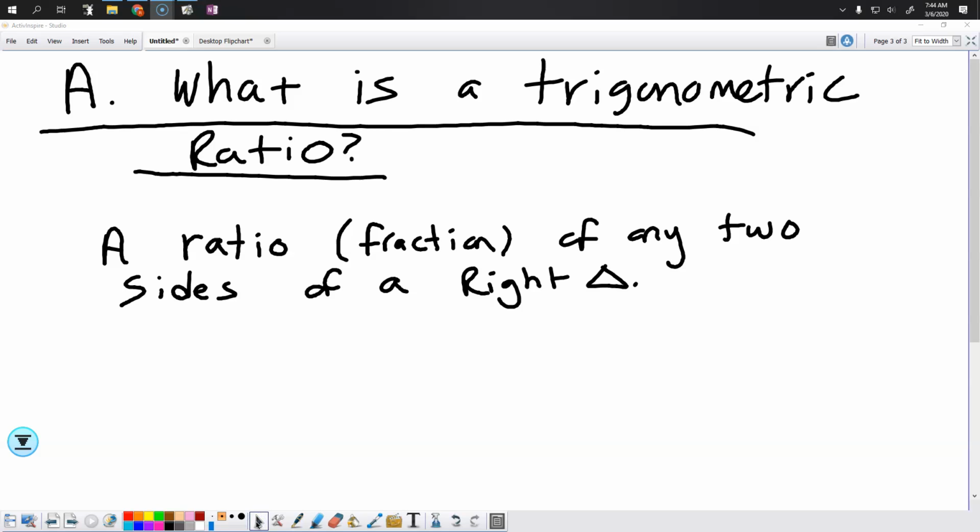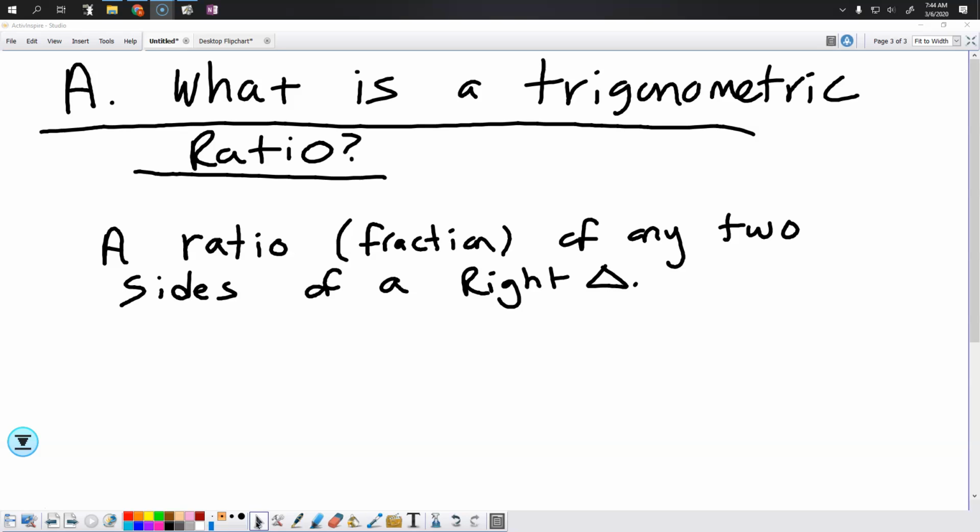Now, let me back up a little bit. We were just doing a 30, 60, 90 right triangle. These trigonometric ratios apply to any right triangle, okay? So it's not always a 30, 60, 90 right triangle.